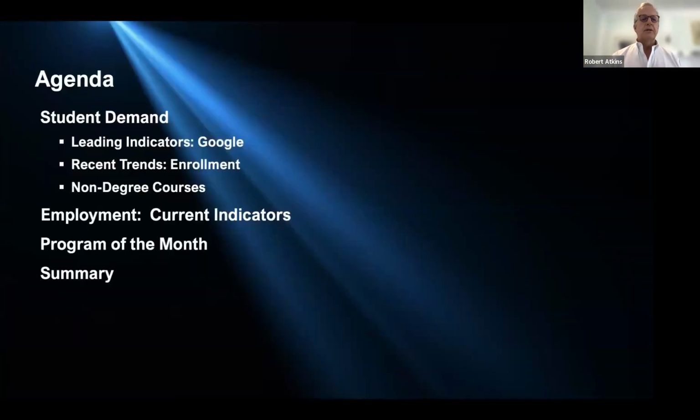So let's start out and look at what's going on with student demand. We'll talk about leading indicators, that's Google search volume. And if you think about it, that's a forward-looking indicator. Recent trends, we'll look at enrollment, and then we'll look at non-degree courses and what's happening there. Then we'll turn to employment and look at some current indicators of what's going on in the job market. And we'll conclude with program of the month and then summarize the presentation. So that's our agenda for today.